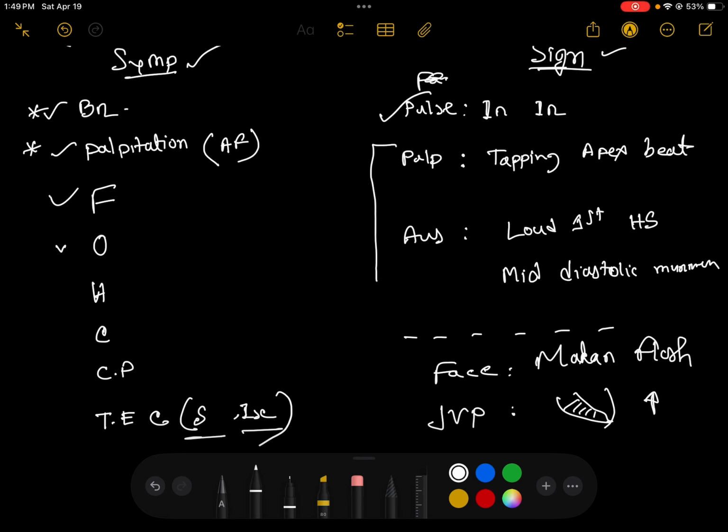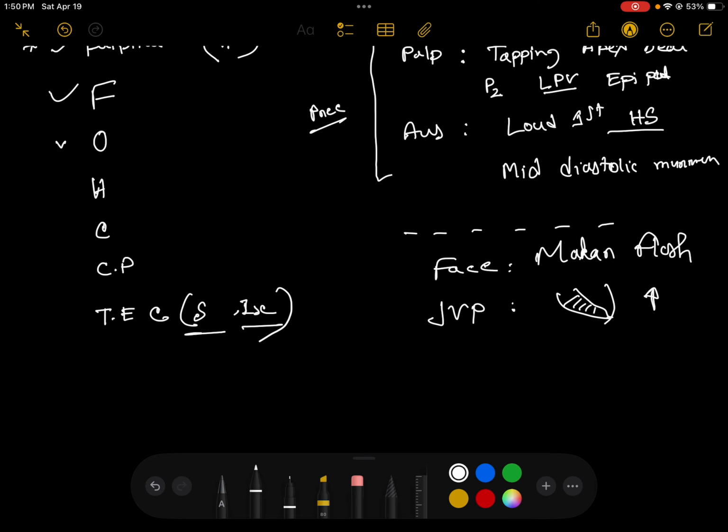Examination of the precordium: palpation of the precordium shows a tapping apex beat, and a palpable P2 if there is pulmonary hypertension. A left parasternal heave and epigastric pulsation may be found if there is right ventricular hypertrophy. Auscultation shows a loud first heart sound, opening snap, and mid diastolic murmur.